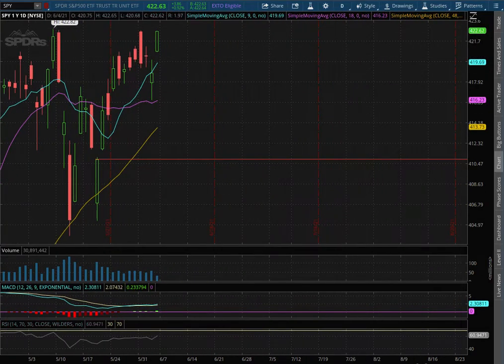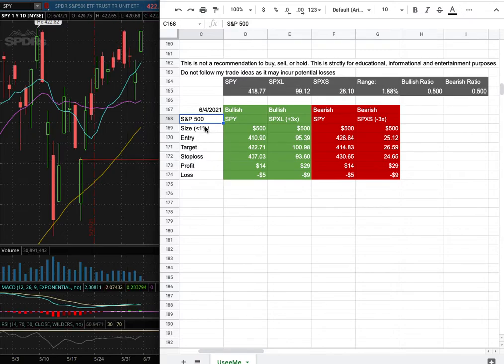As with the trade idea, my position size for it is less than 1% of my portfolio. My long entry is at $410.90, and that is this range here, where we have the gap up between May 19th to May 20th. And if we were to fill in that gap, that would be that support level. And my sell target for it is at $422.71, and my stop loss is at $407.03.